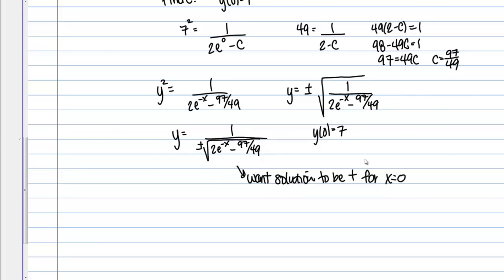So then what I want to do is choose the positive root. Because if I choose the negative root, then this function is going to be negative always, and particularly for x equals 0, so then it wouldn't satisfy our initial condition. Okay, so as my final answer, I'm just going to choose a positive root: 1 over the square root of 2e to the negative x minus 97 over 49. And this now is an explicit solution.